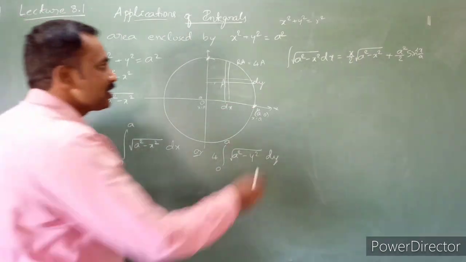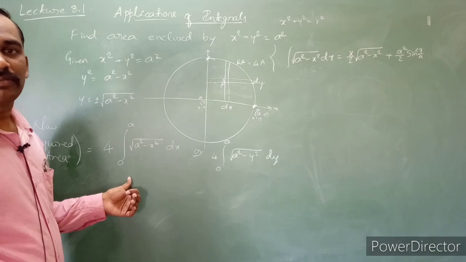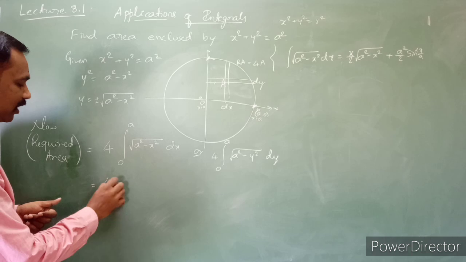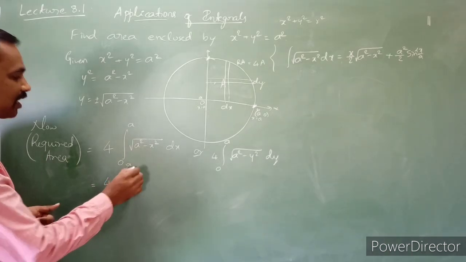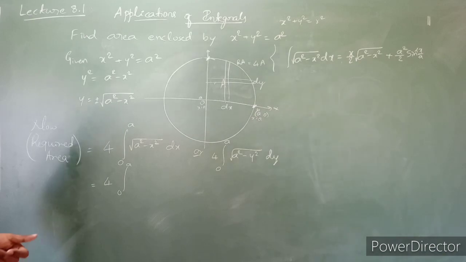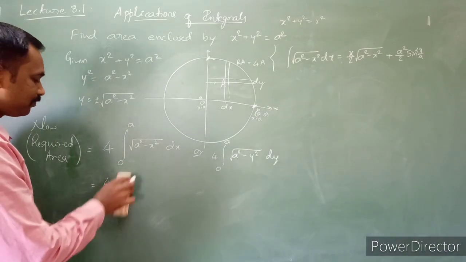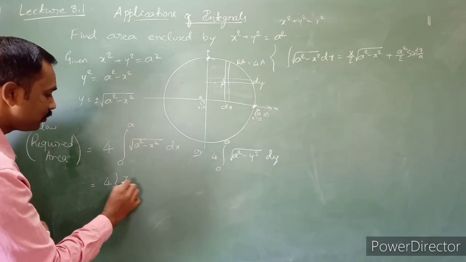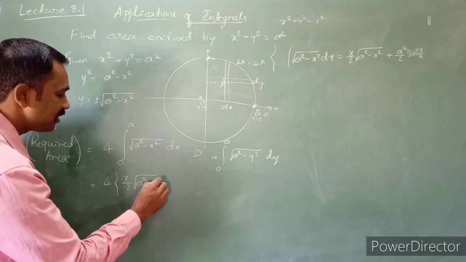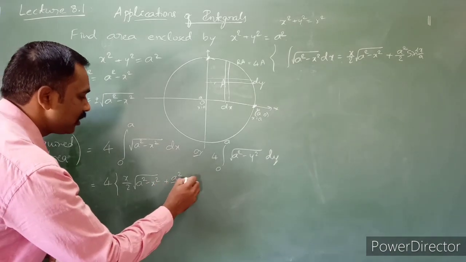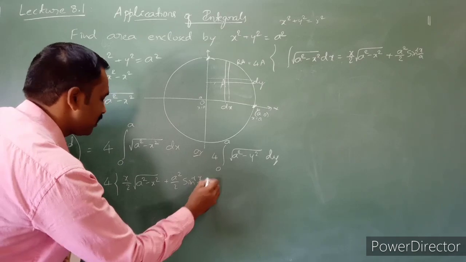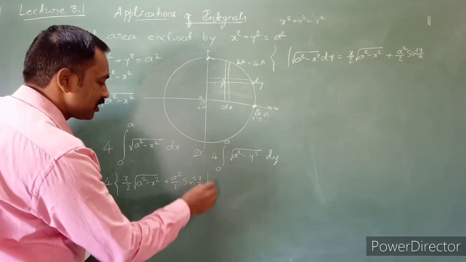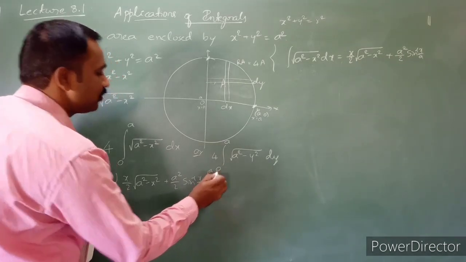Now, using this formula, we are going to solve this problem. Now, what will we get here? Replace it. 4 as it is, integral of 0 to a. General formula, just directly apply the formula. What will we get? 4 into x by 2 into root of a square minus x square plus a square by 2 into sin inverse of x by a. What is the definite integral? From where to where? From 0 to a.